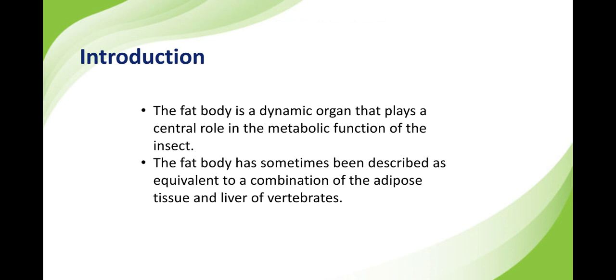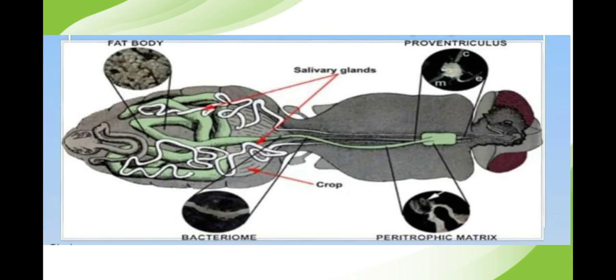The fat body plays a major role in the life of the insect. It is a dynamic tissue involved in multiple metabolic functions. One of these functions is to store and release energy in response to the energy demands of the insect. Insects store energy reserves in the form of glycogen and triglycerides in the adipocyte.